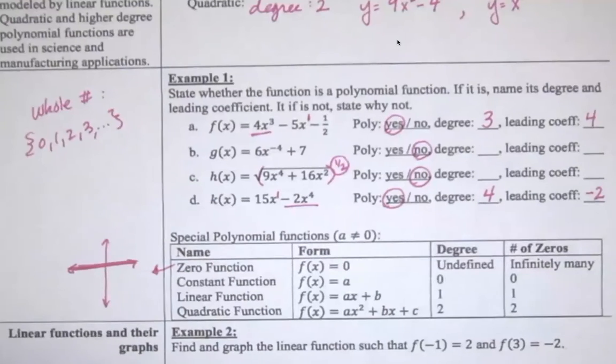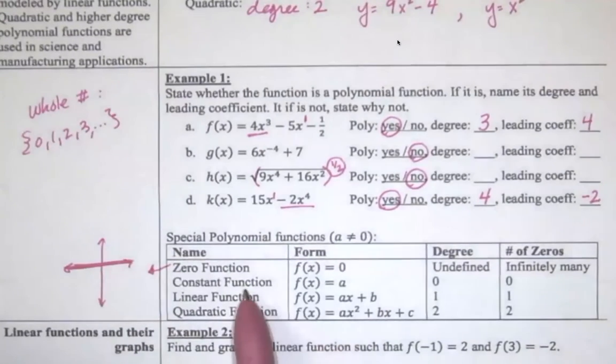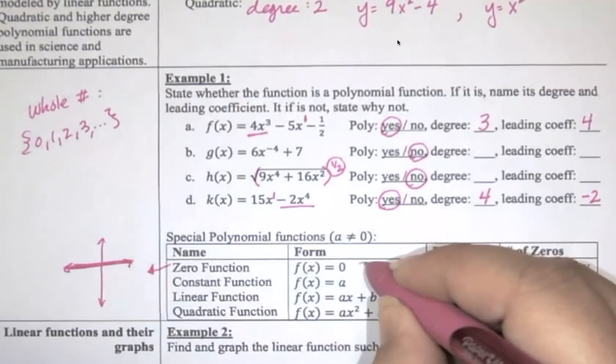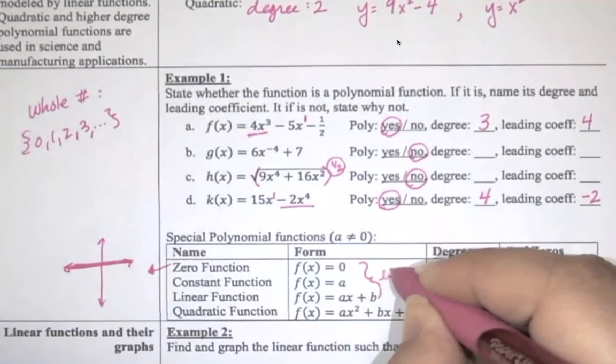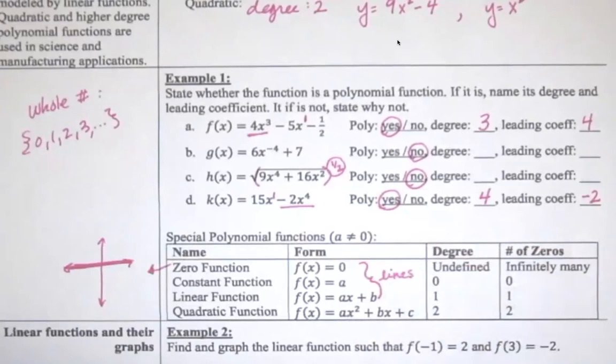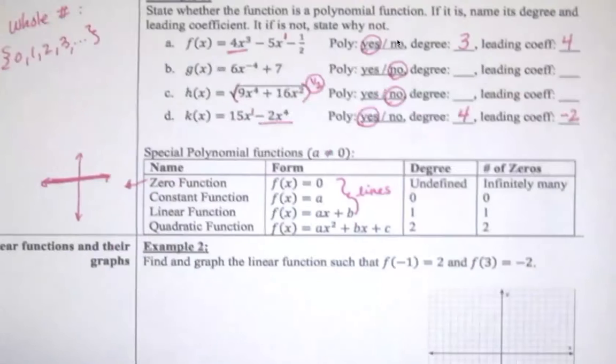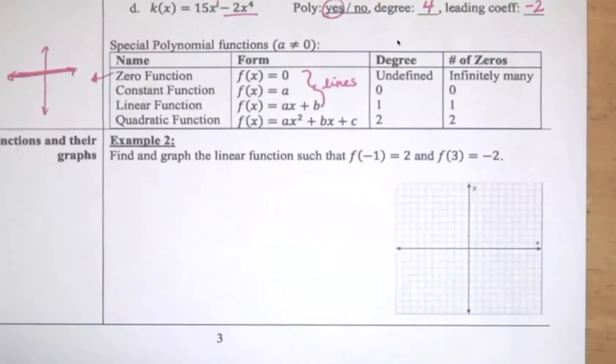It is still linear. It creates a line, just like our constant function, which we can classify as a line. So really all 3 of these are lines. And then we have a quadratic function, and we know that a quadratic function is a parabola, right, from our 12 basic functions.